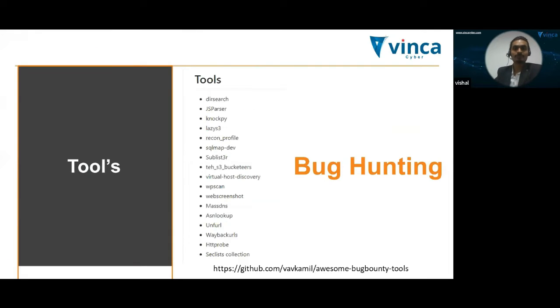Burp Suite is one of the most used tools in bug hunting, Burp Suite Pro and Community Edition. But at least you should know Dirsearch, JS Parse, Nuclei, Lazy S3, Recon Profile, SQLMap, Sublist3r, and WPScan. These tools are used to enumerate websites to find bugs. If you know SQLMap or Sublist3r, it is used to find the domain.